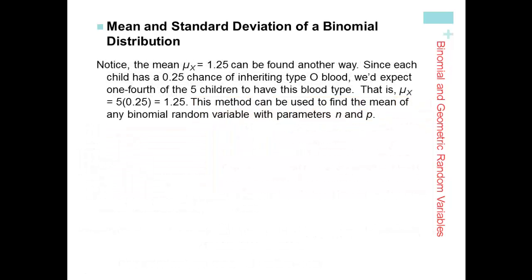Fortunately, there's an easier way to calculate the mean and the standard deviation of a binomial random variable than using the formulas. Notice the mean, mu sub x of 1.25, can be found another way. Since each child has a 0.25 chance of inheriting type O blood, we'd expect 1/4 of the 5 children to have this blood type. That is, mu sub x would equal 5 times 0.25, or 1.25. This method can be used to find the mean of any binomial random variable with parameters n and p.